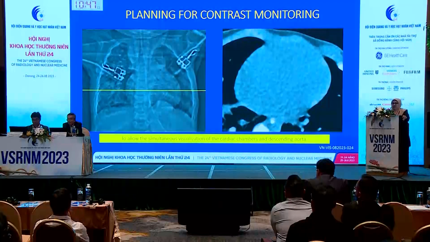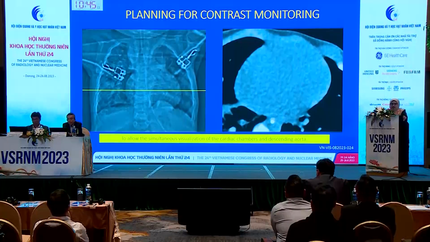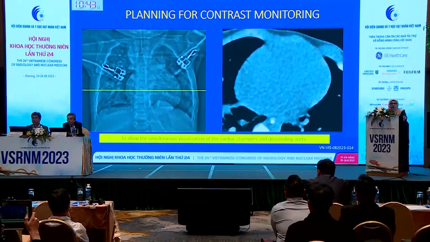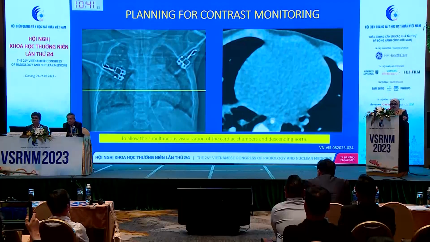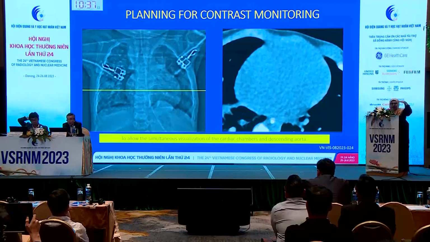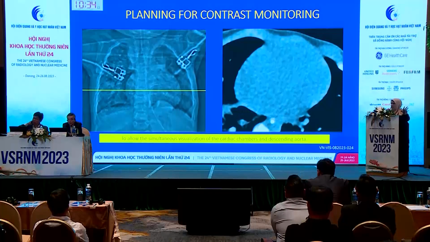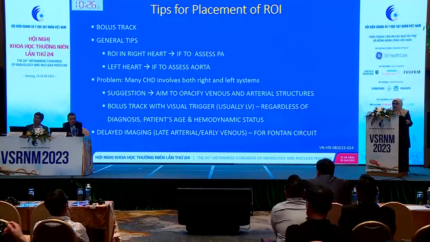Now, this is especially for radiographers. When you do planning for contrast monitoring, it's advisable to do the planning at the level of the middle of the heart, because whenever you give the bolus contrast, you can simultaneously visualize the cardiac chambers and also the descending aorta.